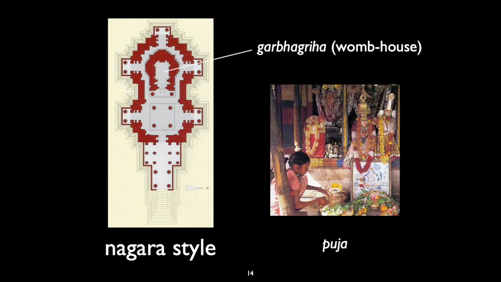This area we call the Garbhagriha, or womb house. It is really like a body itself in that it is what's sort of giving birth to the deity within the temple.